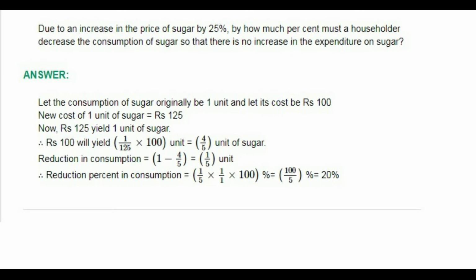So the decrease in consumption is 1 minus 4 by 5 equals 1 by 5 unit of sugar, right? So if we have to find the reduction percentage in consumption, in the numerator we have to write the decrease or increase, that is 1 by 5 is the decrease, right? And in the denominator we have to write the previous, original unit. The original unit was 1, so it is 1 by 5 upon 1, into 100, right? So 100 by 5%, that is 20%. So the reduction percent is 20%.